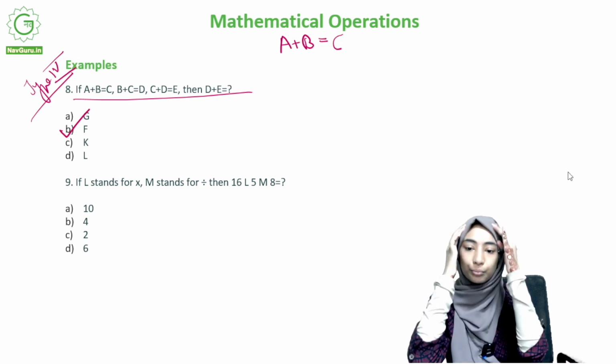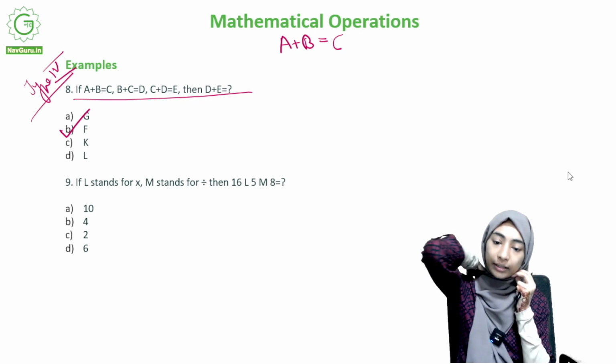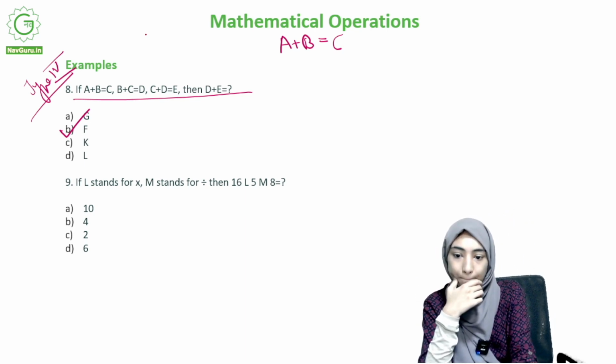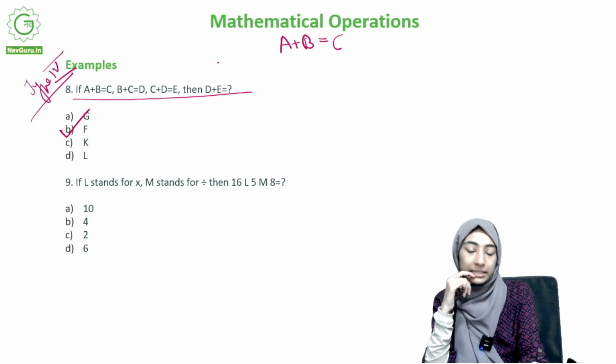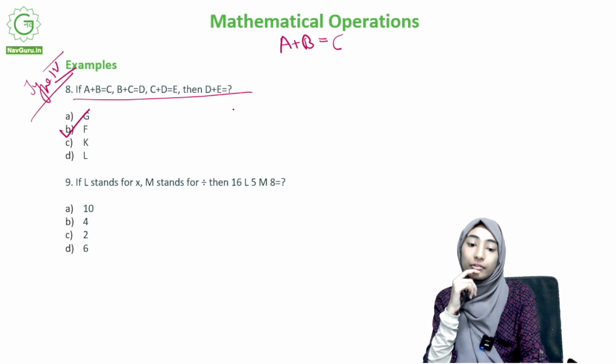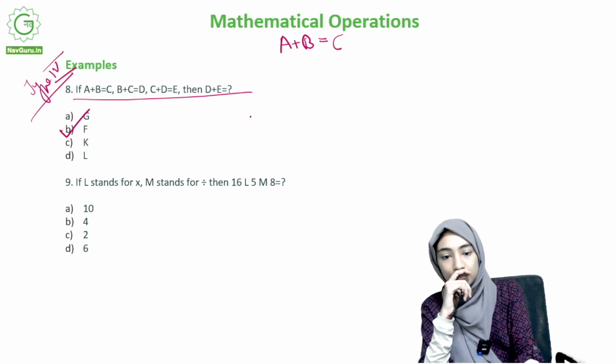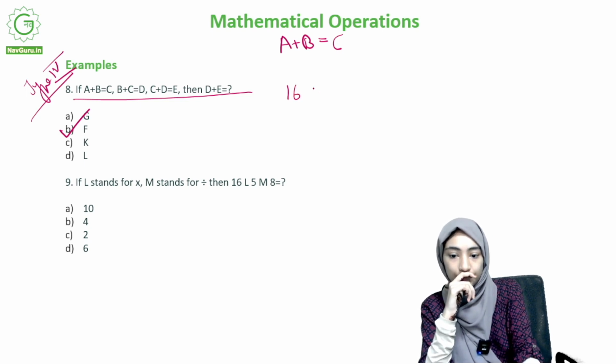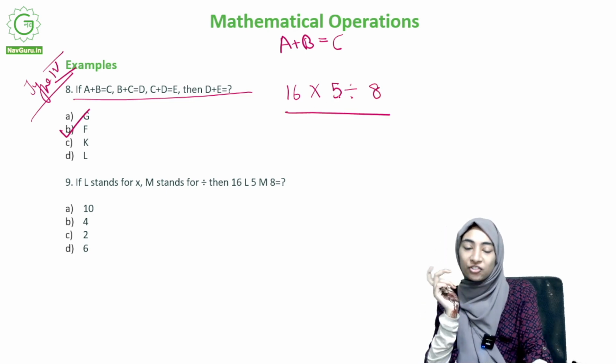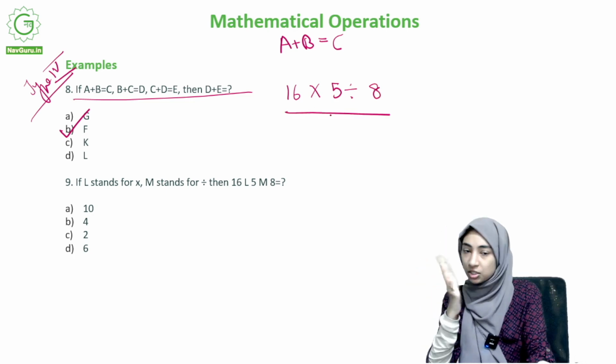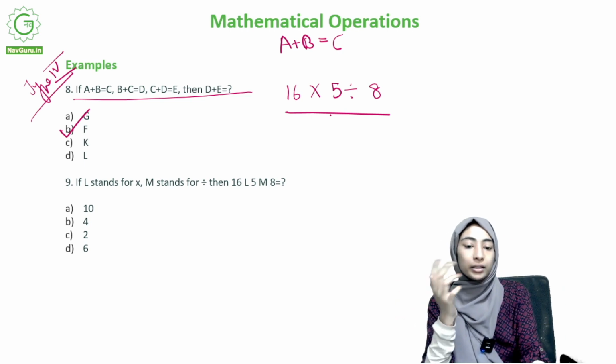Right, so you just had to keep adding. That was it. If L stands for multiplication, M stands for division, then 16L5M8. Just write it like I always say, 16 into 5 divided by 8. Now, since division and multiplication have equal precedence, you can do it in any order. It doesn't really matter.